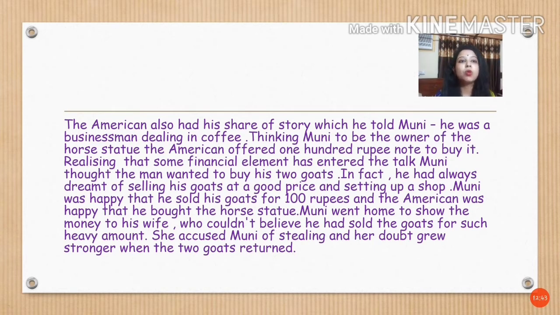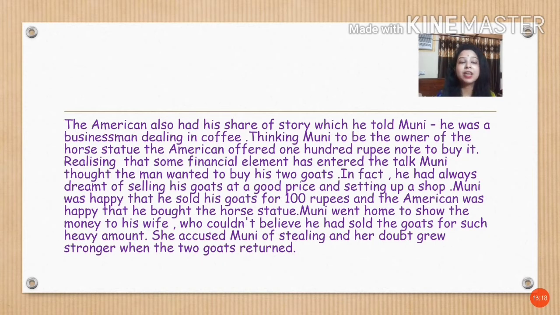Thinking Mooney to be the owner of the horse statue, the American offered a 100 rupee note to buy it. Now see, the American was speaking in English, Mooney was speaking in Tamil. Both did not understand each other. Mooney narrated the story of his village and about himself, and the American told about himself, but neither of the two understood what they told each other. Now what did the American think? The American thought Mooney was the owner of this clay horse statue which was kept there, and that is why he offered him 100 rupees to buy it.